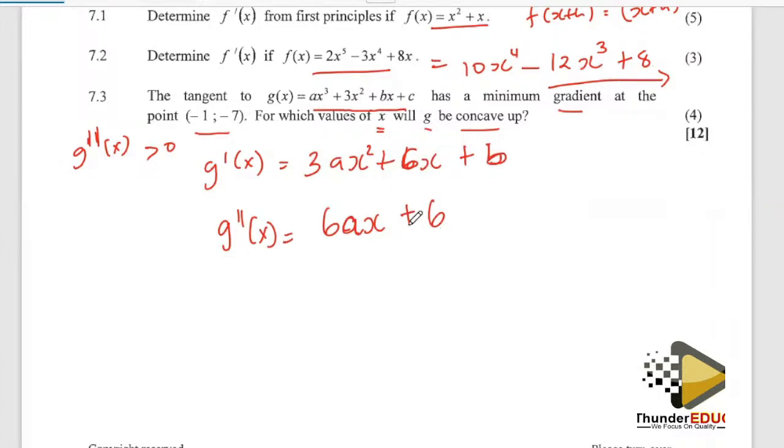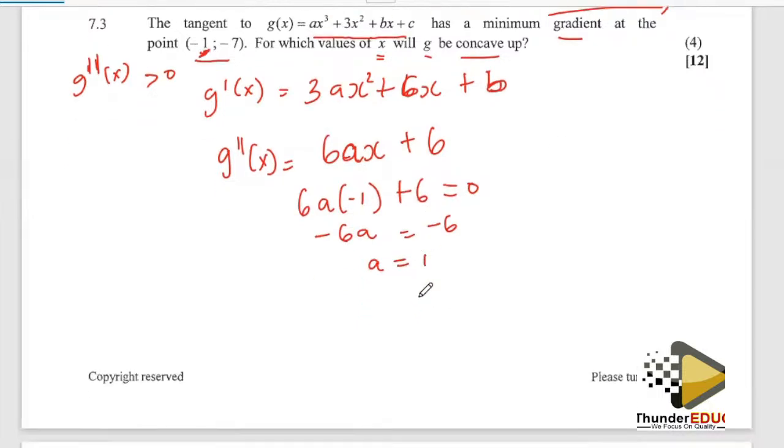Then we know that at the point of x being negative 1, the second derivative must be equal to 0. So it's going to be 6a times the negative 1 plus 6 is equal to 0. Then I'll have negative 6a. I can move the 6 that side, it is negative 6, which means my a is what? My a is 1.